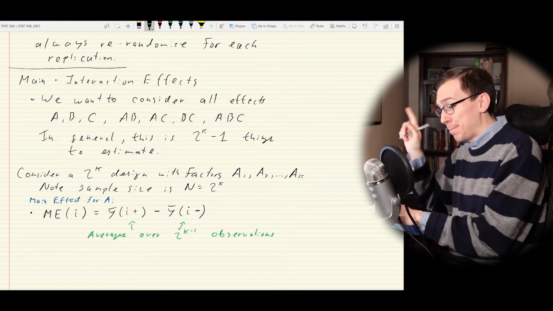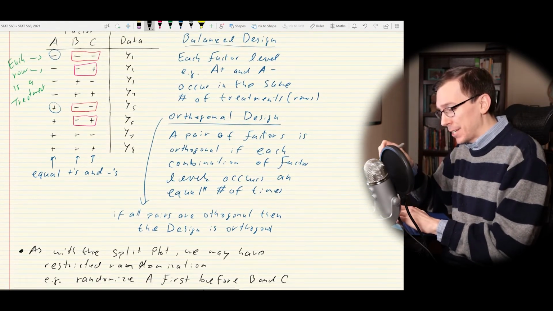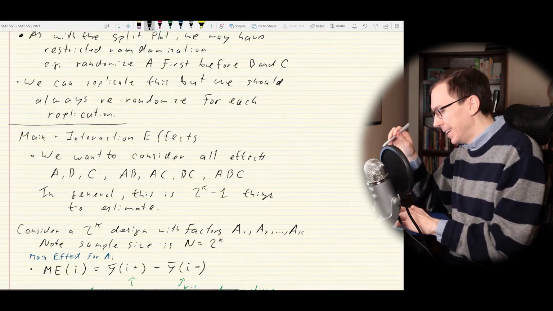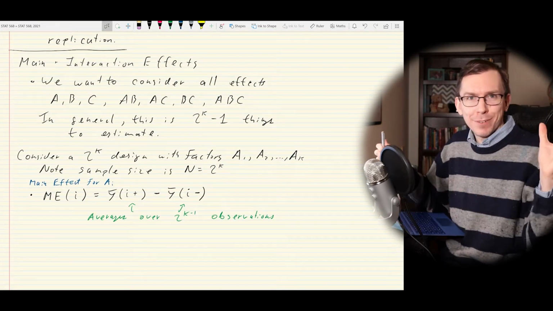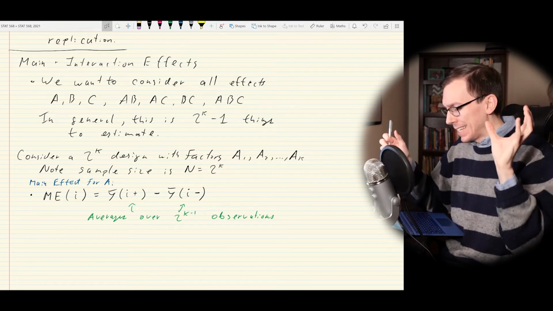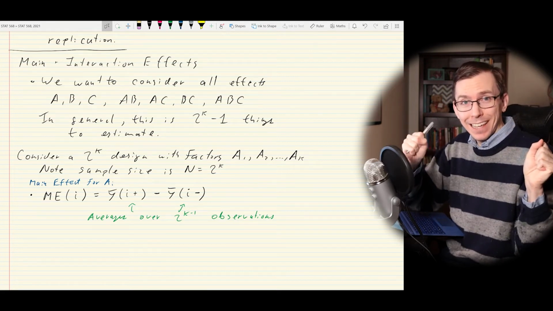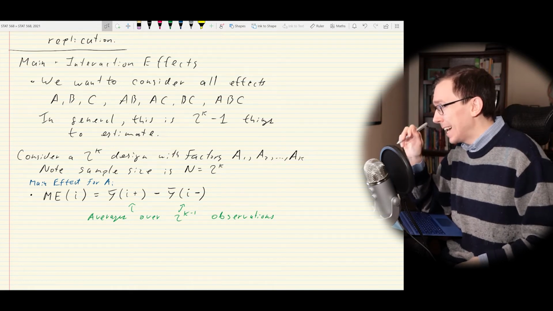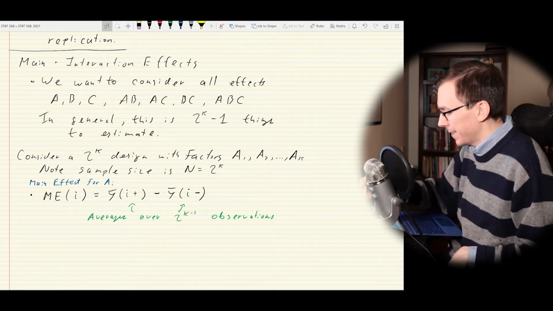Remember, the design is balanced. Go back up here. That means we have an equal number of pluses and minuses for every factor. Hence, when I want to average all of the pluses together and all of the minuses together, and then do a difference, because of orthogonality, we have something that's quite neat here.